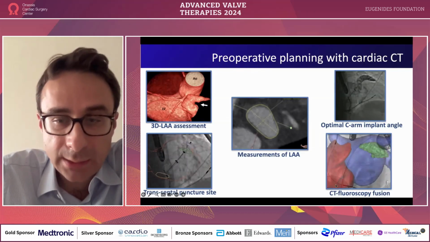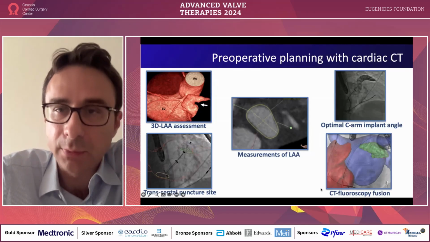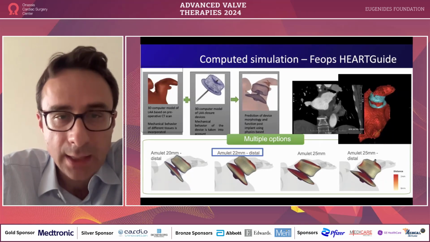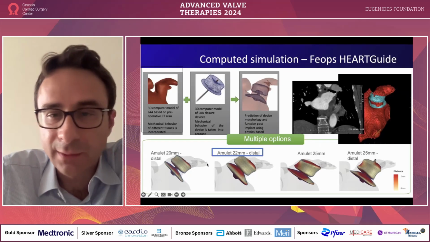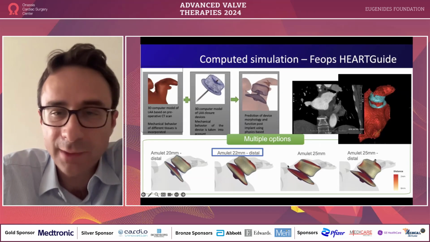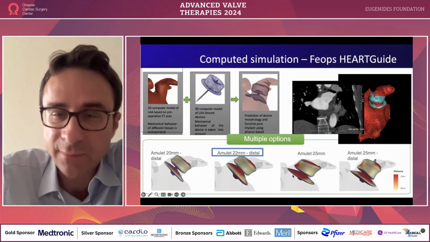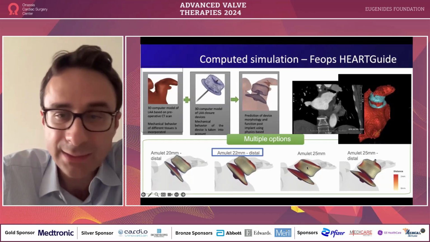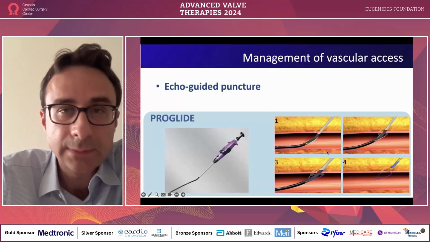And in case we are used to working with CT fluoroscopy fusion, the pre-procedural CT can be utilized for this as well. At the same time, there are different software packages that allow us to simulate implantation of different devices and different sizes, and to evaluate the degree of compression of the device and the sealing that we can reach with a specific device and a specific size. And this can help in selecting the best device and the best size for the specific anatomy of the patient.